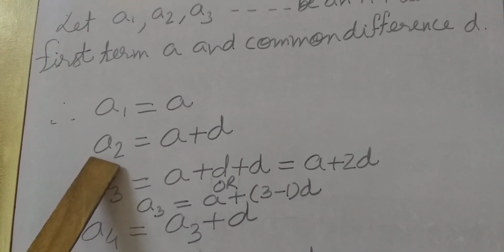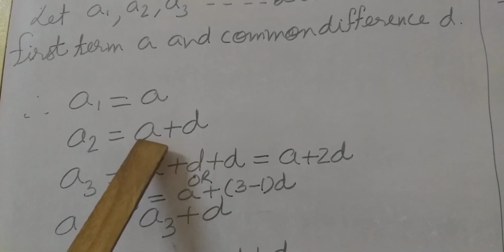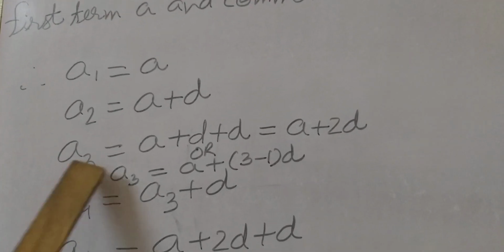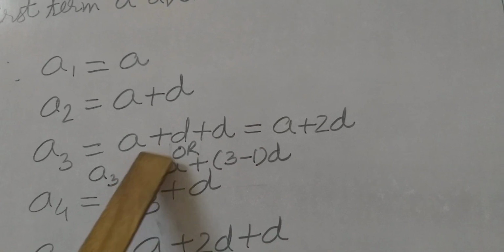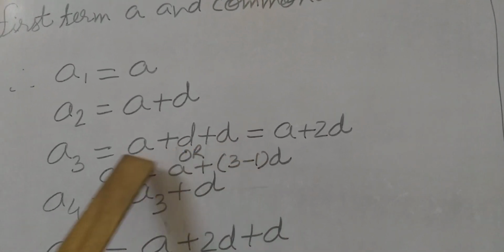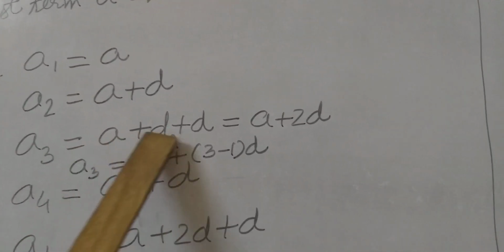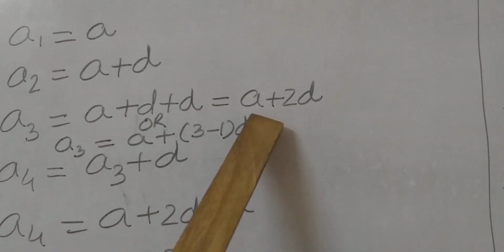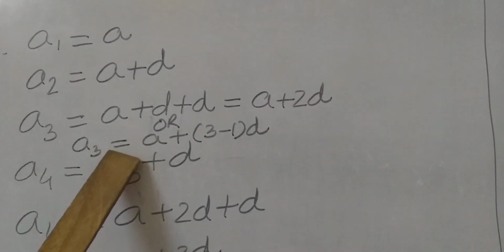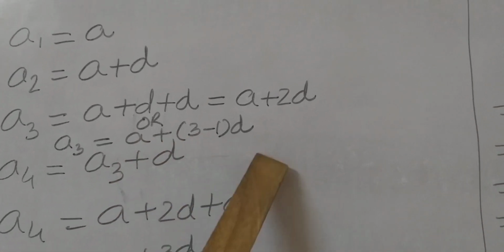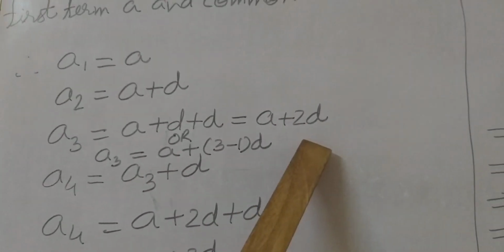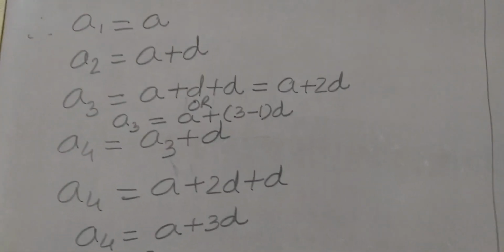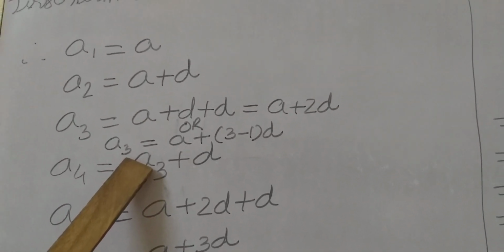A2 we can obtain by adding D to A, meaning A plus D. Correct? A3 we can obtain by adding D two times, A plus D plus D. Then we can get the third term. So this we can write as A plus 2D, or A plus 2D we can write as A3 equals A plus (3 minus 1)D. In place of 2 we can write 3 minus 1. A3 means the third term.